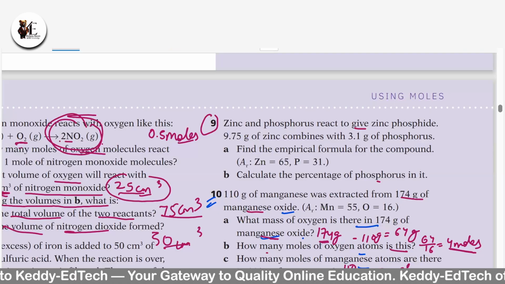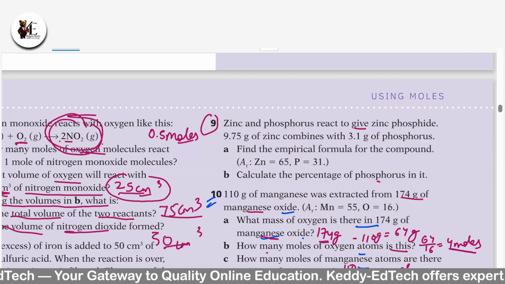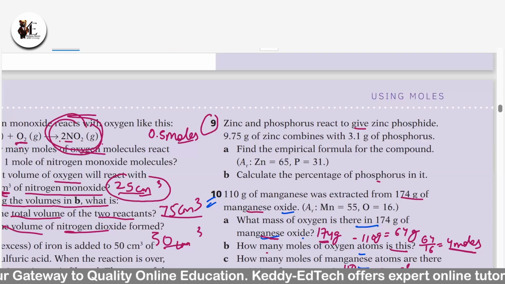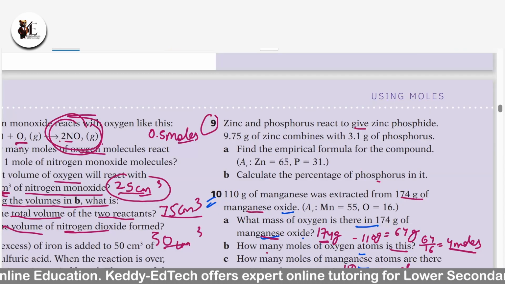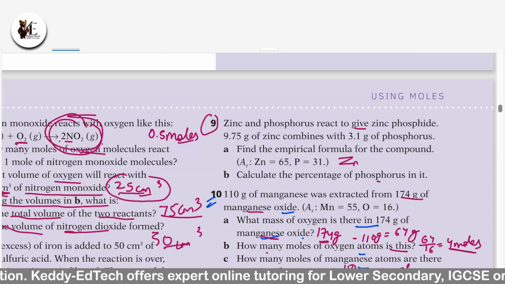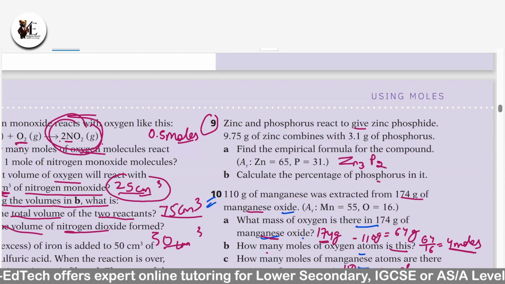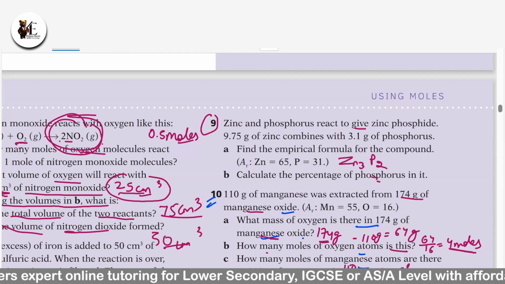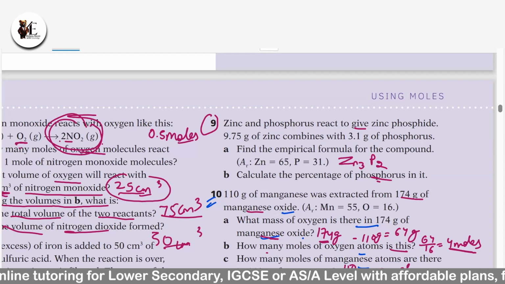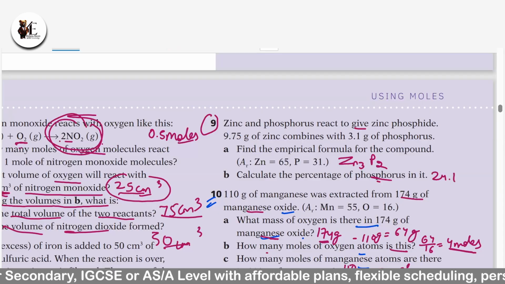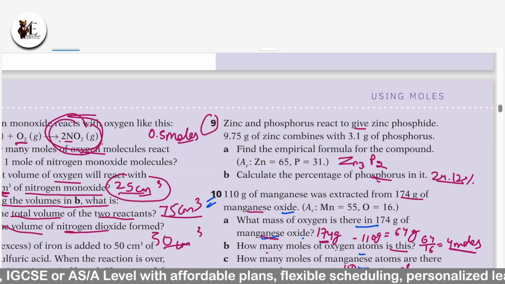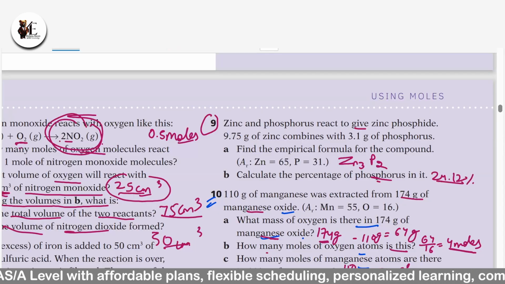Okay. Find the empirical formula for the compound. What are you getting the empirical formula as? It's Zn3P2. Okay. And percentage of phosphorus in it? 24.12. Yes, 24.12%. Okay. So this is a very easy question.